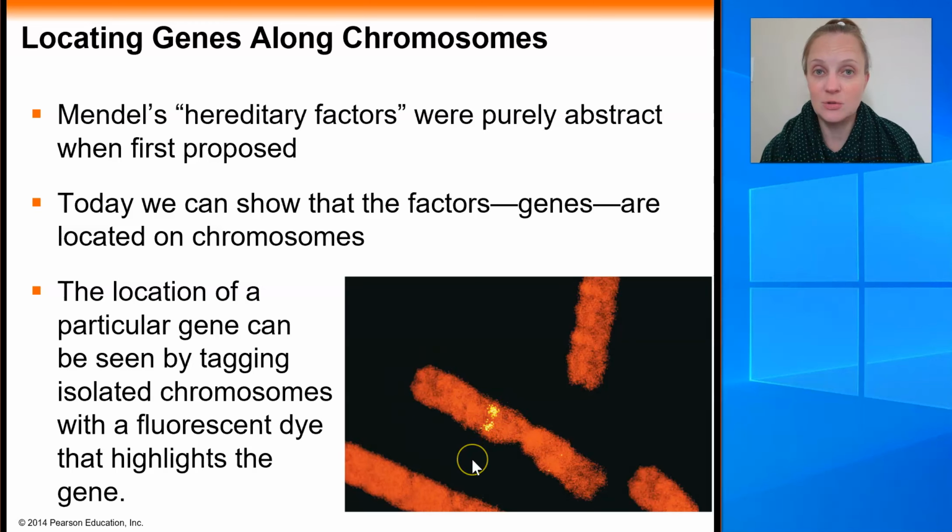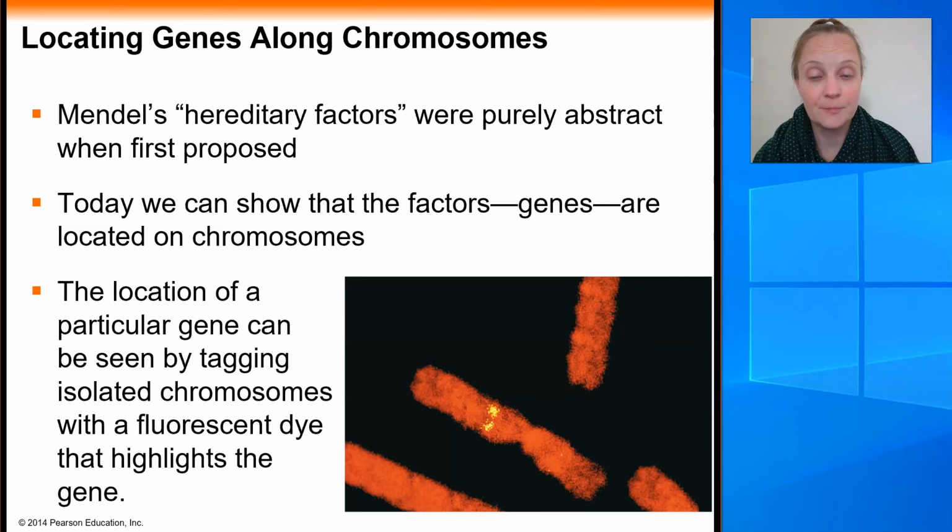Now you'll notice there are two yellow spots. This is because this chromosome is a duplicated chromosome. It's been taken from a cell that's actively going through mitosis, which means it's gone through S phase and condensed all of its chromosomes in preparation for going through that complex process of mitosis that we talked about in chapter 12.